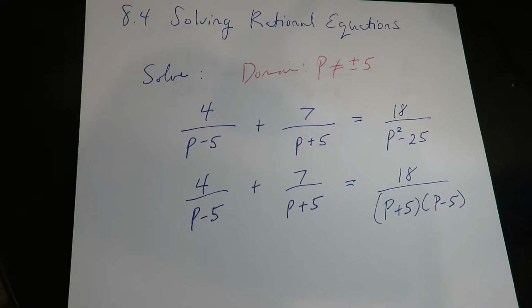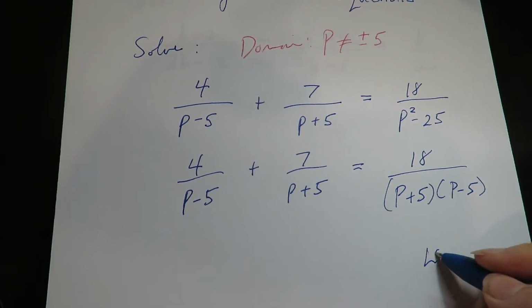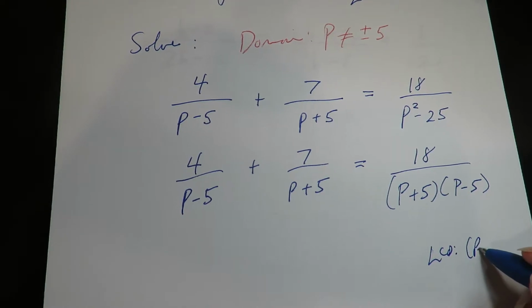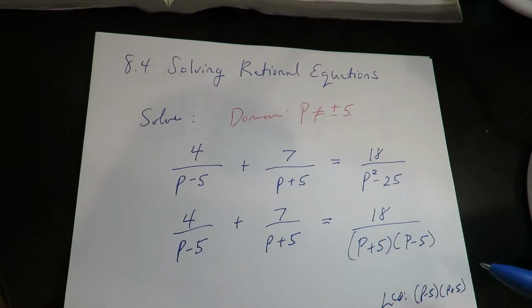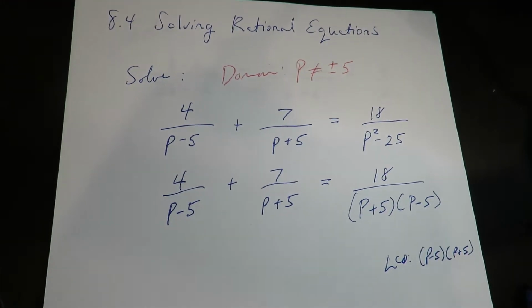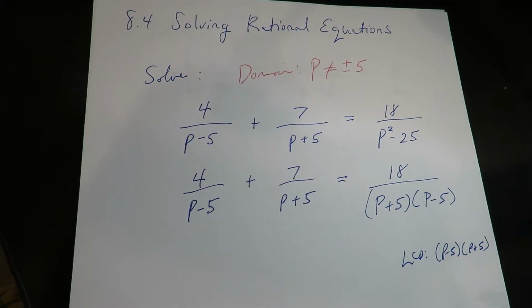Alright, so now I'll do the LCD here. So the LCD of this problem is p minus 5, p plus 5. Basically, the domain restriction will come off of the LCD. Okay, so let's balance this.